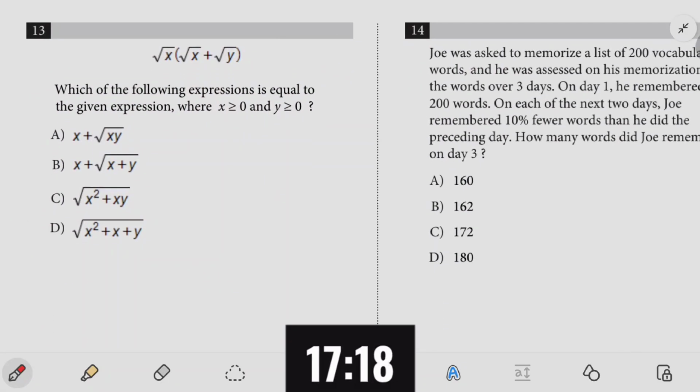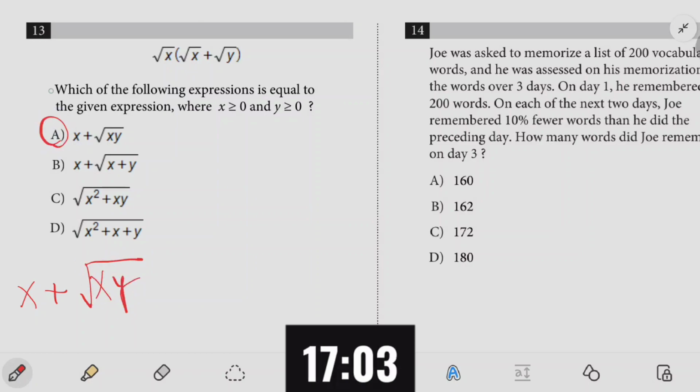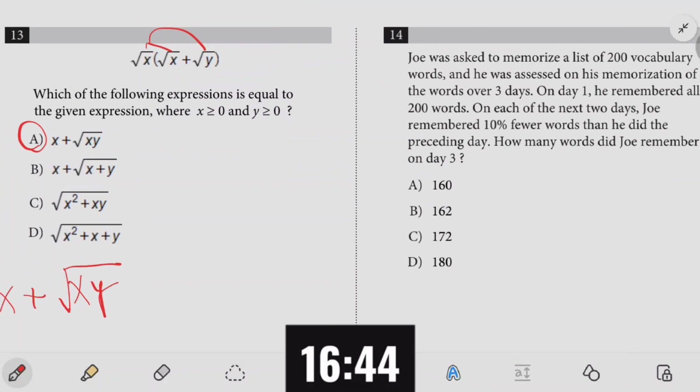Which of the following expressions is equal to the given? Okay. So that gives us square root of x times square root of x is x, plus square root of xy. Okay, well, there we go. That's probably the answer. I mean, it makes sense, because if you distribute it, the square root of x times square root of x is x, and then square root of x times square root of y is just both of them go under the root, so that makes sense in the context.